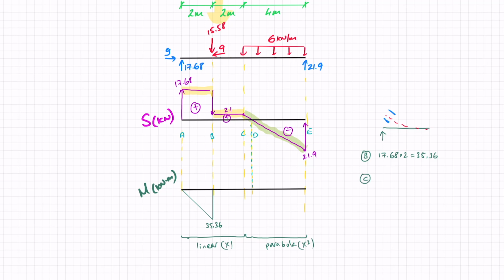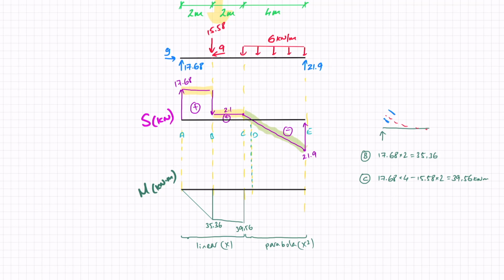So to find my moment at C, I can just say that I've got 17.68. Now I know that that is already meaning, if this is positive, it means that tension is on the same side, times 4 this time, and then minus, because it's creating a moment in the different direction, 15.58 times 2. And if I calculate that, I get 39.56 kilonewton meters. So just a tiny little change here, right? 39.56, and once again, a straight line between them.